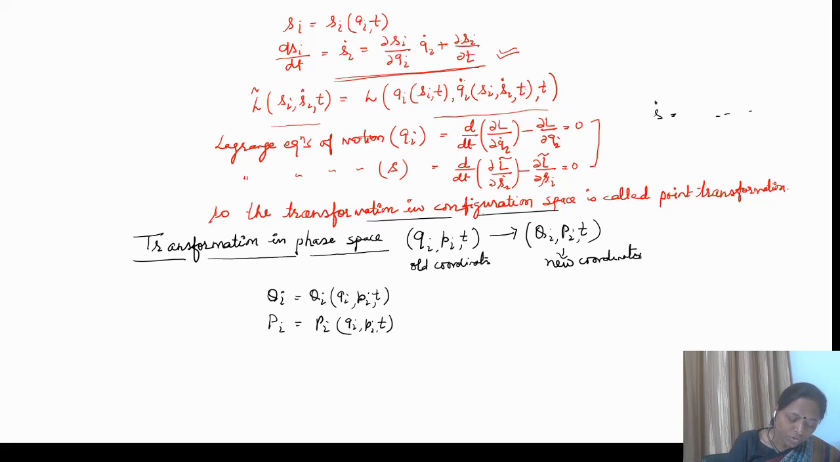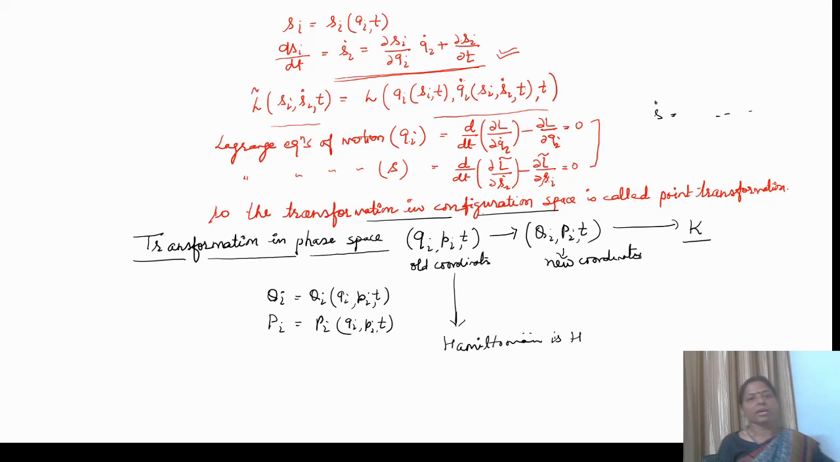So if this is your old system, and in this old system suppose your Hamiltonian is H, and in this new system suppose your Hamiltonian is defined as K. So these are the two Hamiltonians. But these two Hamiltonians will not be the same, and if these are the same in any condition, then Hamilton's equations of motion will not be preserved. You can very well see this with the help of an example.